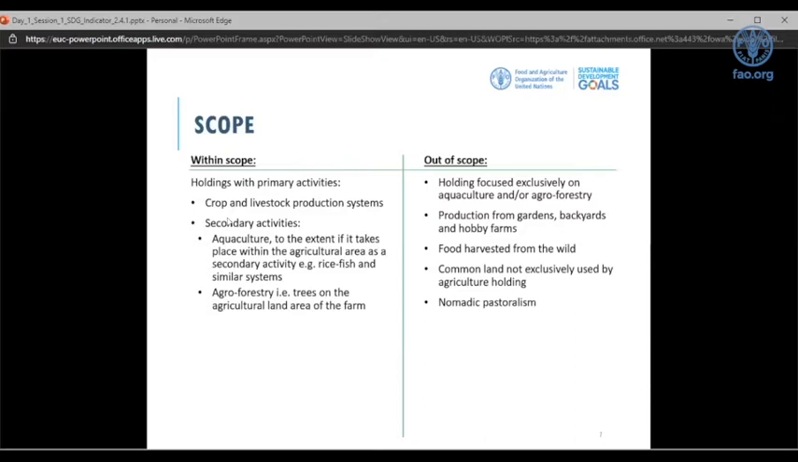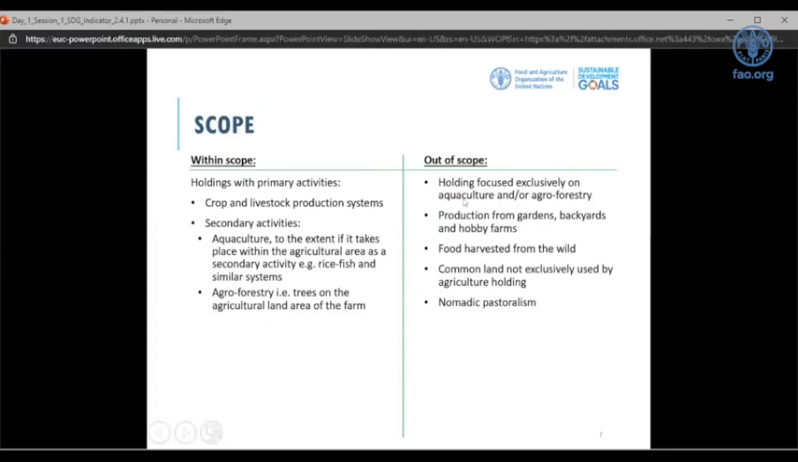So here we include intensive, extensive, and subsistence agriculture holdings as long as their primary activities are crops, livestock, or a mix. These may include both food and non-food products and crops, and those who are producing or growing crops for fodder or energy purposes. And another important point worth mentioning is that secondary activities are considered, for example, aquaculture or agroforestry, if and only if these take place on the agriculture area of the farm whose primary production is crops and livestock products.